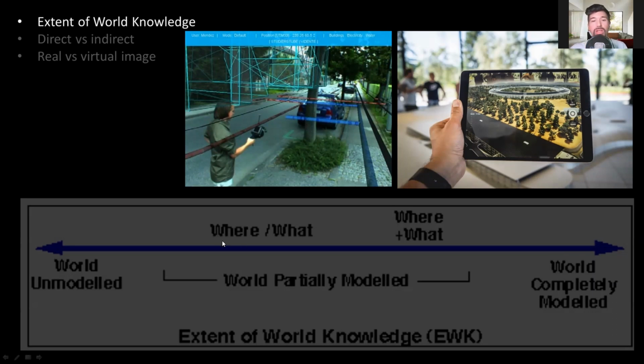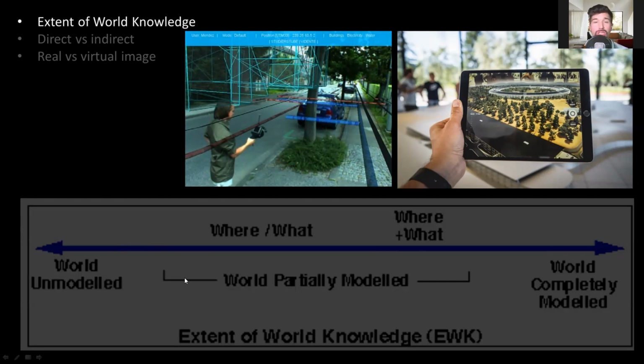So in this case, they are introducing a criterion of: do you know where this virtual object is in the real world, or do you know what it is? If you know both, you are leaning more towards the world which is completely modeled. And if you don't have that info, you are leaning more towards the world that's unmodeled. So in the extent of world knowledge, we are taking a look at the amount of modeled virtual objects which we are putting onto the real display.